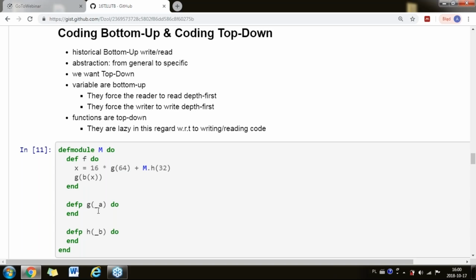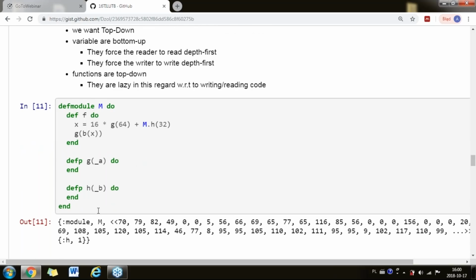And so this part is basically about how variables are a bottom-up approach, right? Whereas functions are a top-down approach. And what I mean by that is that if we use variables, like the assignment we have here in the module M, in the function F, variables force us to read things in a depth-first way. So there's no way I can read that except to say, okay, here's X, I'm assigning the value of this expression, and we've got no choice there except to read that as it's listed.